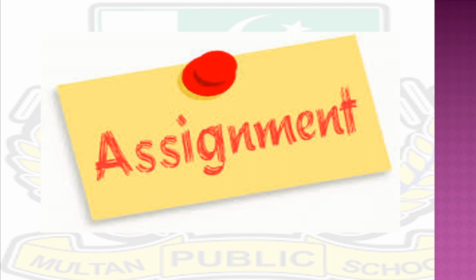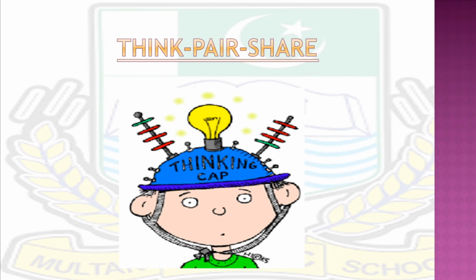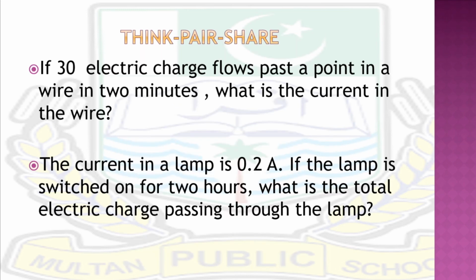Now it is time for the assignment, students. And here is a think, pair, share. There are 2 questions. You have to sort them out. If 30 coulombs of electric charge flows past a point in a wire in 2 minutes, what is the current in the wire? You have to calculate the current here by using the equation we have just studied. The second question is, the current in a lamp is 0.2 amperes, and if the lamp is switched on for 2 hours, what is the total electric charge passing through the lamp? You can also use that equation to solve this question.